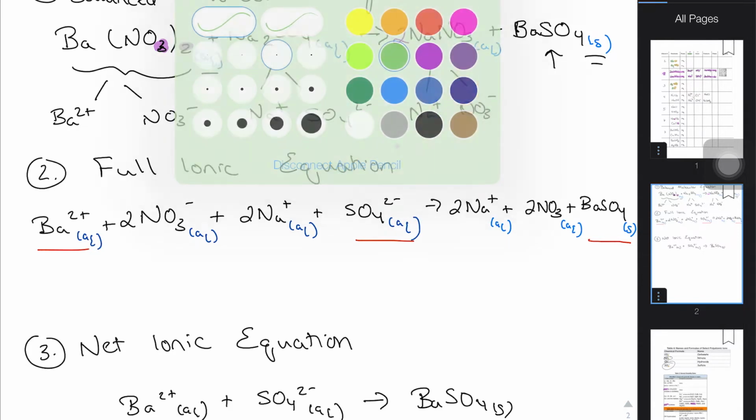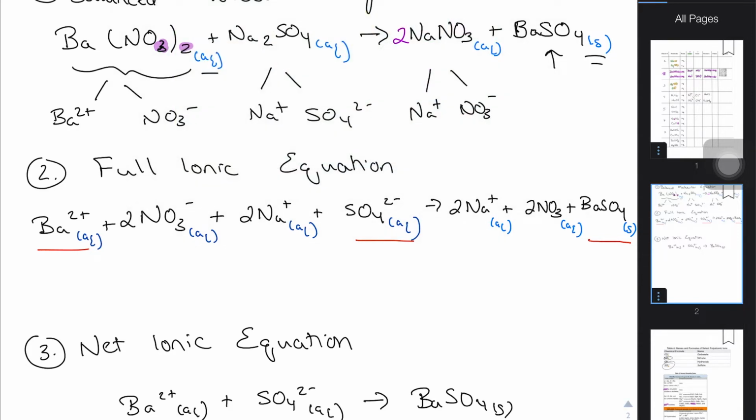Some people like to think of the difference between the full and the net ionic equation as losing the spectator ions. Look, I'm realizing I'm missing a minus sign here on our full ionic equation. Our spectator ions are the things that are the same on the left side and on the right. So NO3, we have two NO3 groups. If we were to remove the NO3 groups and the Na plus cations, because they're the same on the left and on the right, you'd be left with the exact same thing: Ba2 plus, SO4 2 minus goes to form barium sulfate.